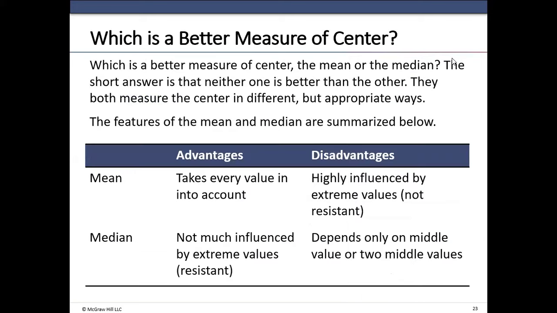Which is a better measure of center? People argue which is the better measure of center, mean or median. They have both advantages and disadvantages. Mean advantage: it takes every value into account. Disadvantage: it is highly influenced by extreme values, not resistant.